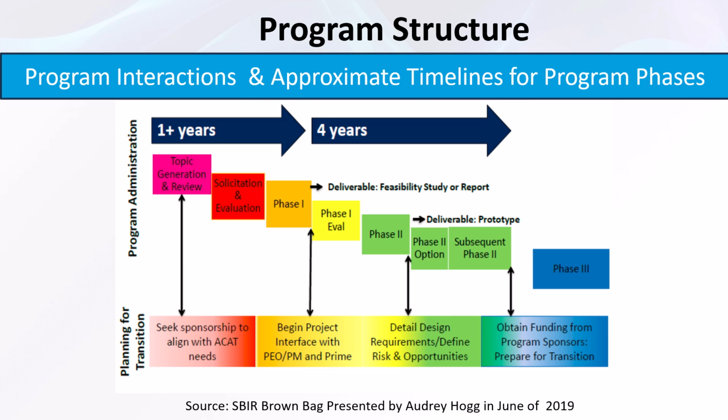In Phase 2, the vendors propose detailed design requirements, and they define risks and opportunities of the technology. The agency proceeds with the most promising ideas, and ideally, it receives a prototype by the end of the Phase 2 performance period. If the prototype is successful, and the SBIR owner can locate a government or commercial client that has a need for its technology, it will obtain funding from non-SBIR programs or commercial sponsors.